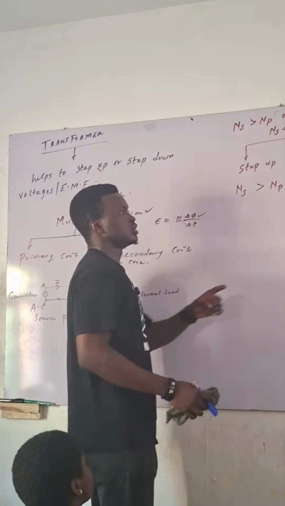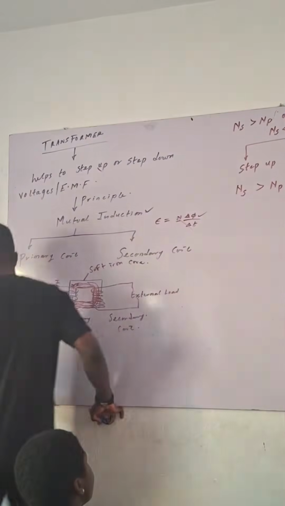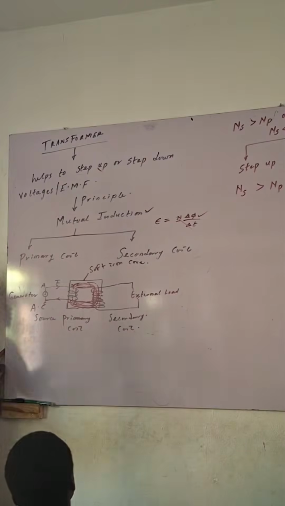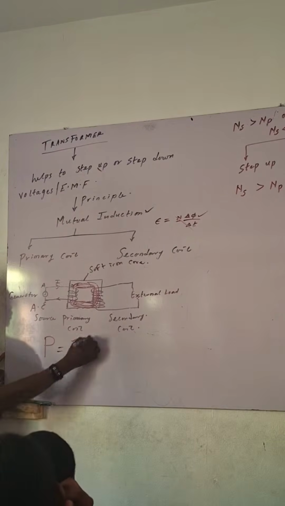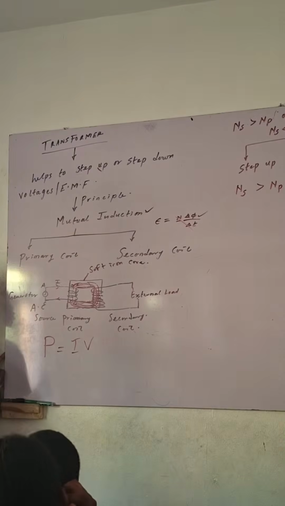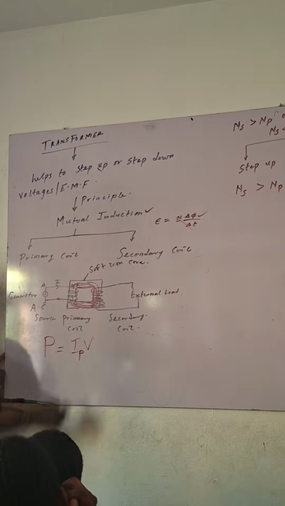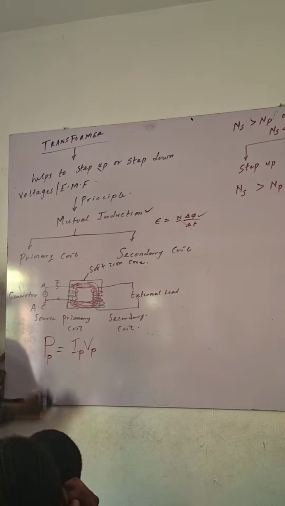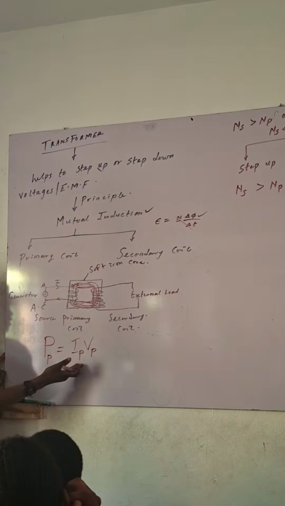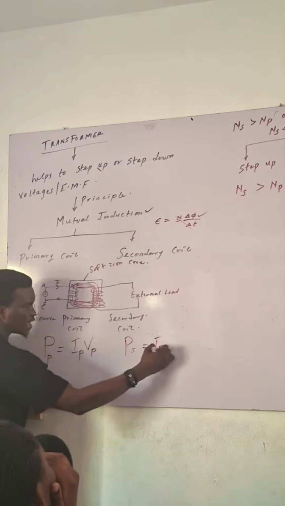So now, transformer. You remember from electricity that power is equal to IV. Abi? Power is equal to IV. So there is a current that is flowing in the primary, and there's a voltage that is generated in the primary. So the power transmitted from the primary is going to be IP, VP. The power in secondary is going to be what? IS, VS.